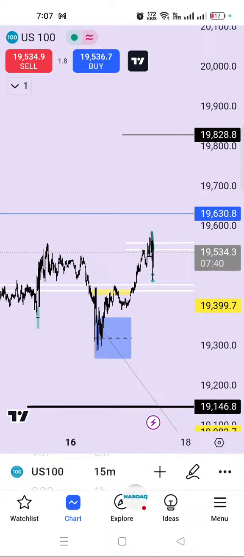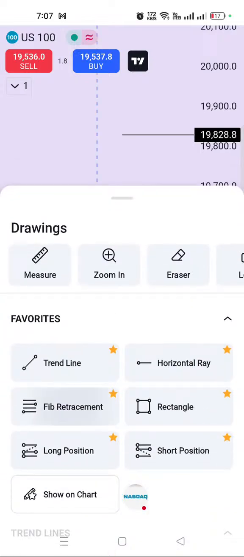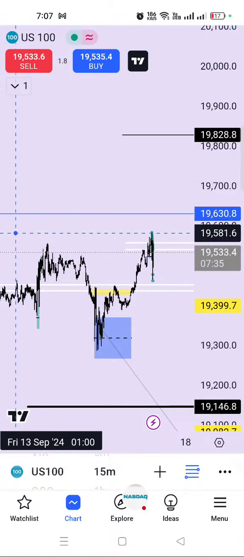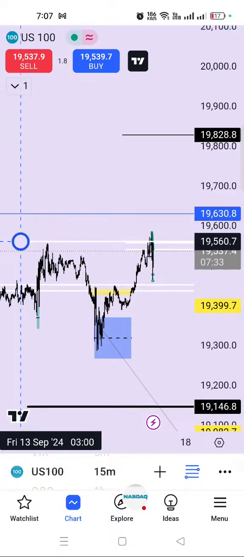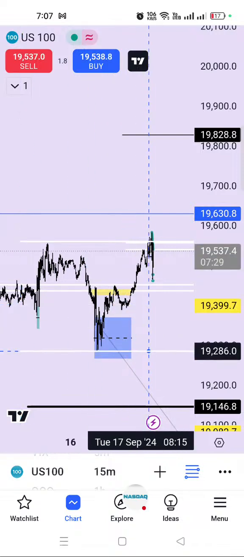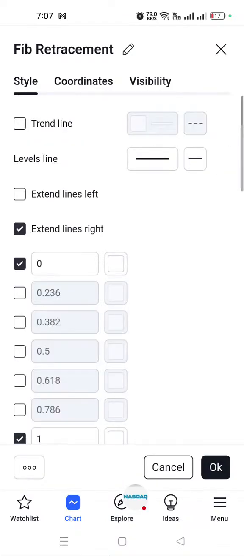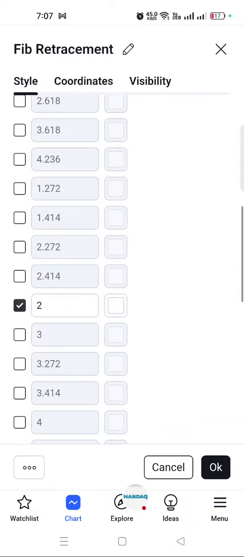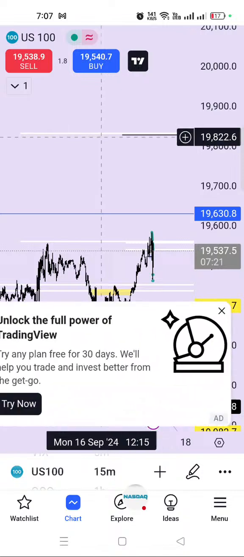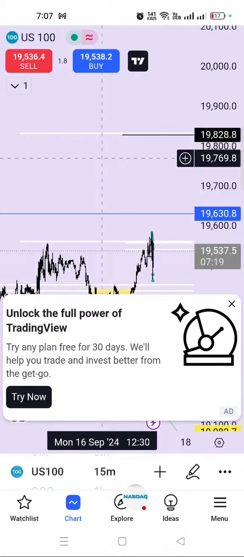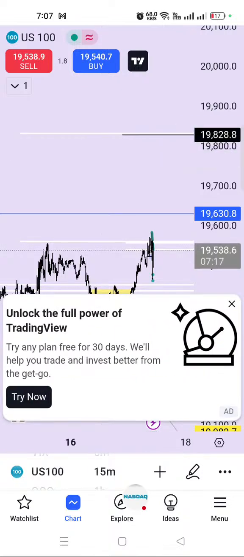Mario, check this out. As I am not interested in swing shorts, keep this in mind. So what would I be looking towards? I'm looking towards standard deviations towards the upside, right? So two standard deviations equate to how many? 19828.